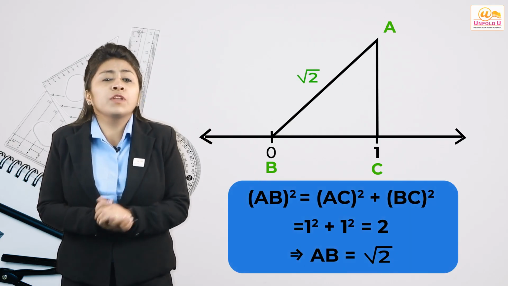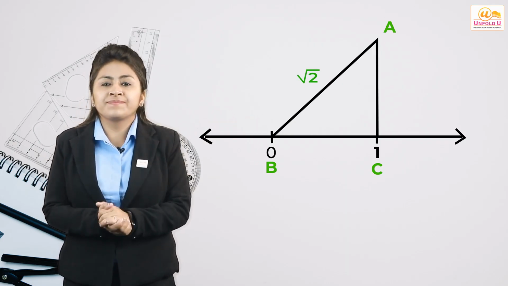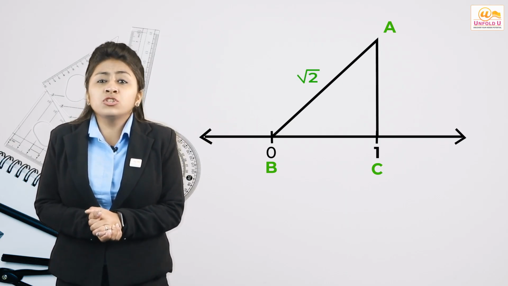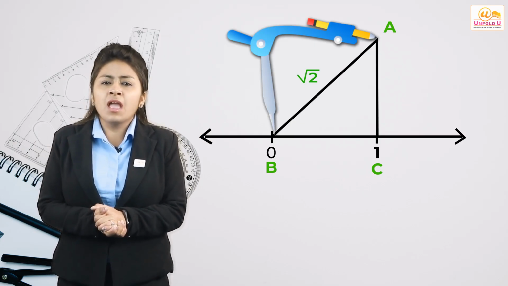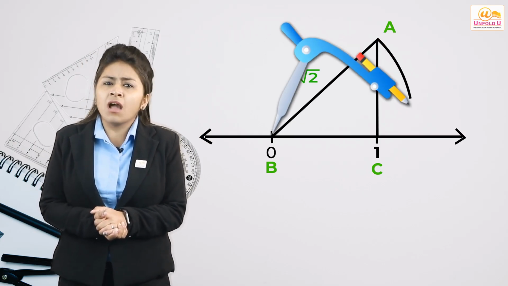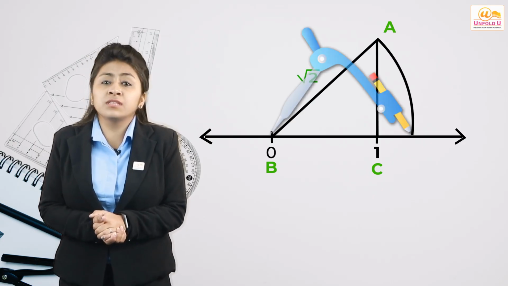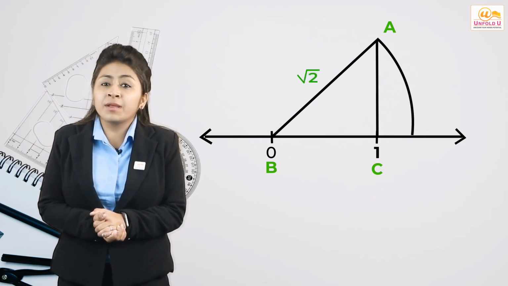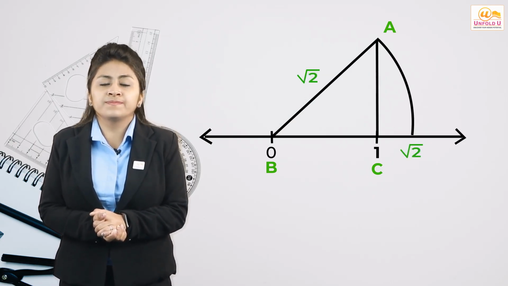But how do we now represent it on the number line? We now measure the distance of the hypotenuse AB, and with the same distance we mark an arc on the number line from the point 0. This marking on the number line is the number root 2.